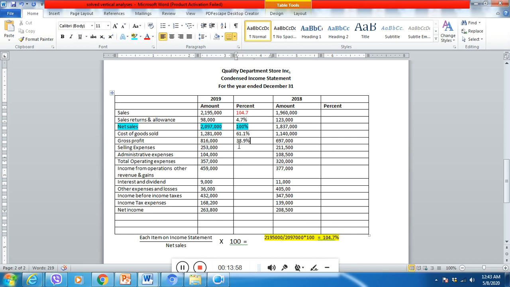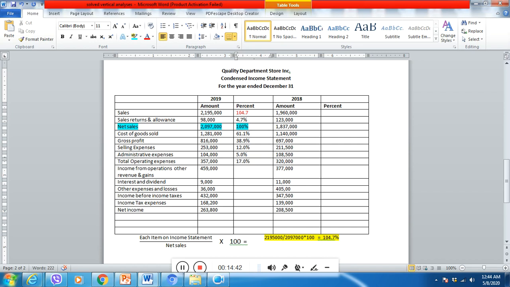Then selling expense divided by net sales, multiplied by 100, it will be 12.0%. By using the same formula we will calculate each item. Administrative expenses, that is 10,400, divided by net sales, multiplied by 100, and the answer will be 5.0. Then the next one, total expenses divided by net sales, the answer will be 17.0. In the same way you will solve all the items.